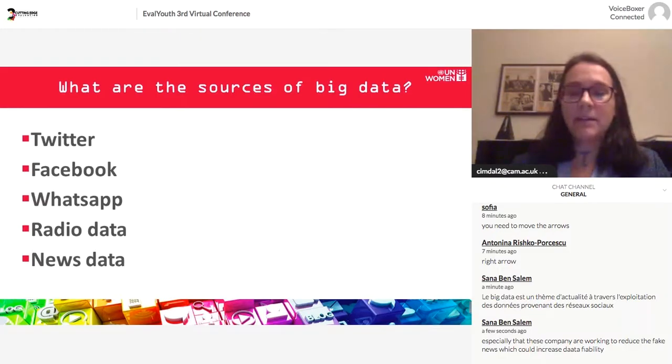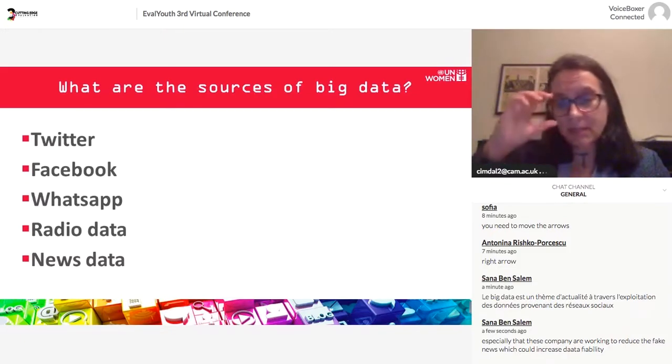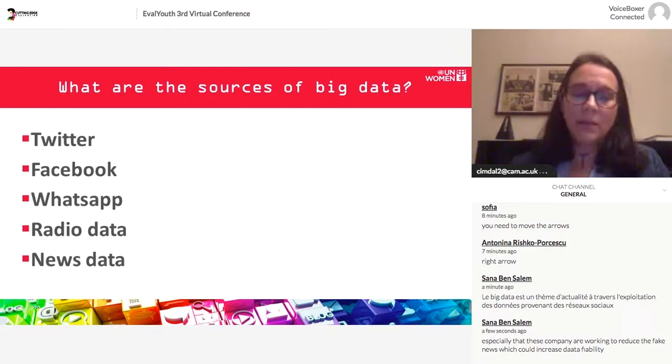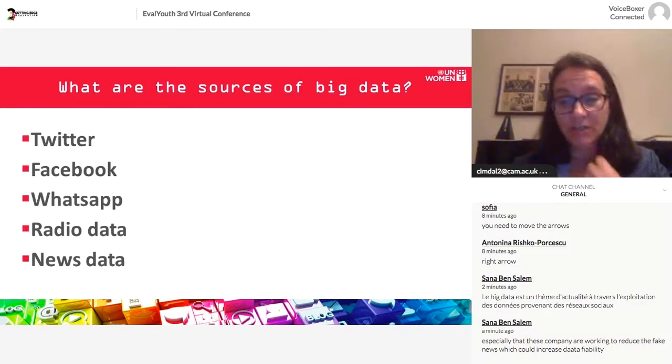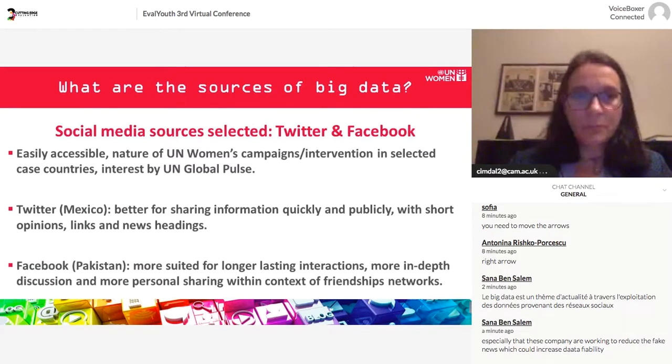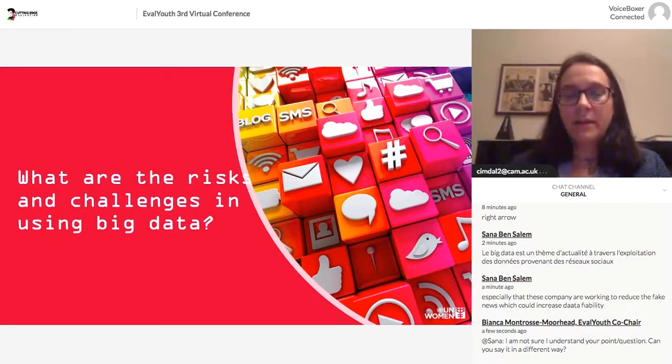Then we also look at radio data, and we know that it's possible to leverage big data for evaluation, but it also requires a bit more time to prepare the technology that will allow us to record radio data. So in these two case studies that we look at, Mexico and Pakistan, particularly in Pakistan, we knew that there was radio data, but it was not recorded in a systematic way. So it would take us, I think, a bit longer than the timeline of this project to get this data. And then we also explore the possibility of using news data. So I've talked about this: we use Twitter to understand political participation in Mexico, and we use Facebook to understand political participation in Pakistan.